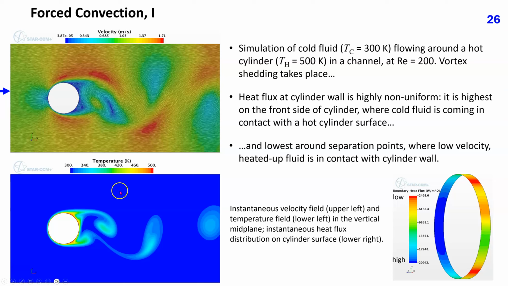Heat flux at the cylinder wall is highly non-uniform. It is highest on the front side of the cylinder, where cold fluid comes in contact with the hot cylinder surface, and lowest around separation points, where low velocity heated up fluid stays longer in contact with the cylinder wall. In this and many other forced convection flows, temperature variation has a minor effect on the flow field, contrary to natural convection flows, where temperature variation is the sole cause of fluid flow.